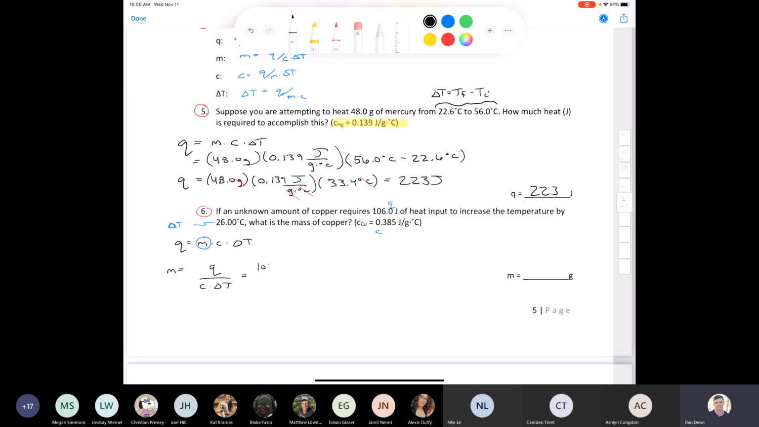We have our Q, which is 106.0 joules. We divide that by our specific heat capacity, 0.385 joules per gram degrees Celsius, and we multiply that by delta T, which is 26.0 degrees Celsius. Look at this. Units of joules cancel, as do degrees Celsius, and we're left over with our mass in grams. When you punch that into your calculator, you end up with 3 sig figs, right? So the students who put 3 sig figs, they're all correct. You have 4 sig figs here, 3 here, and 3 here. So the answer can only have 3 sig figs, and the answer is going to be 10.6 grams. There we go. Great job, you guys.